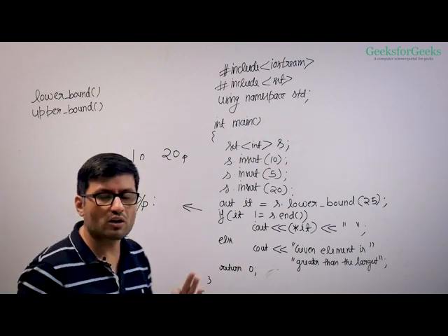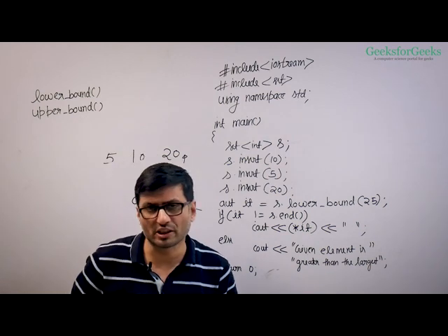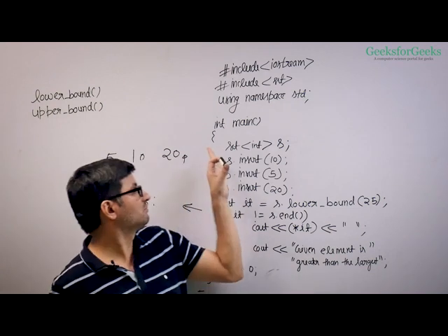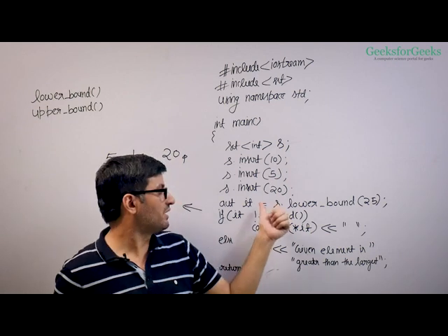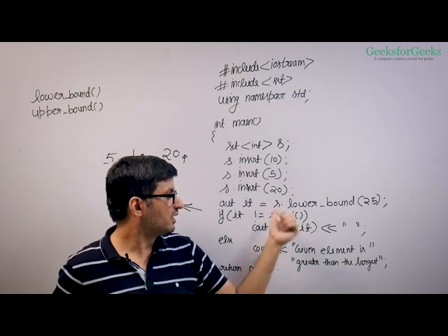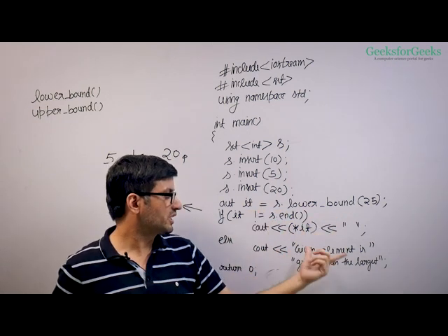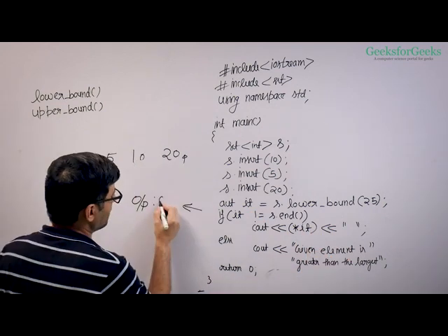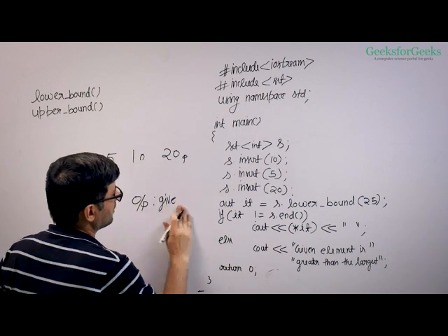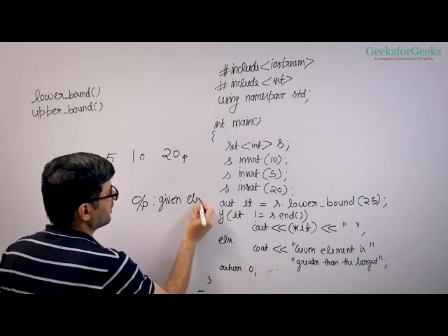It's never a good idea to dereference s.end, right? Because it's some invalid location beyond the last. So that is why we had this if else, right? So in this case, it will print this given element greater than the largest. This line will be printed as output: given element greater than the largest.